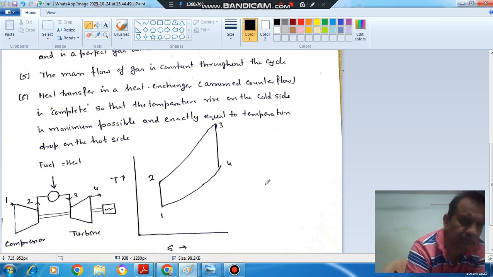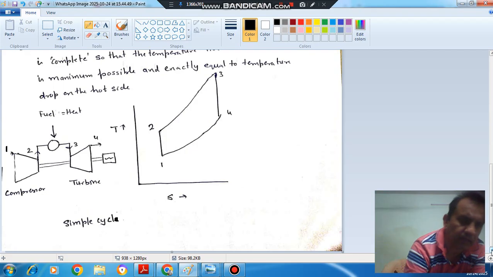Okay, so now these are the assumptions. These are the 6 assumptions for the simple cycle as well as for the regenerative cycle as well as for the reheat cycle. These assumptions are common for all these cycles.